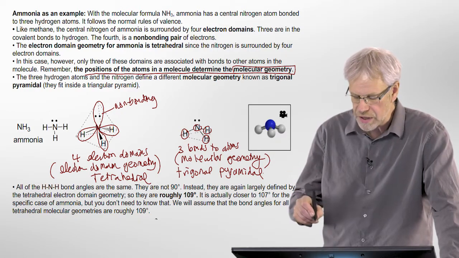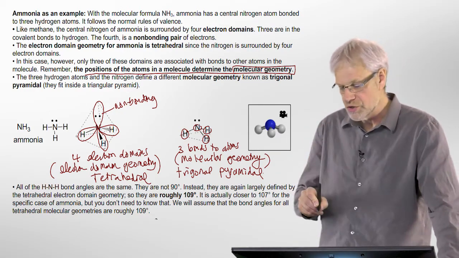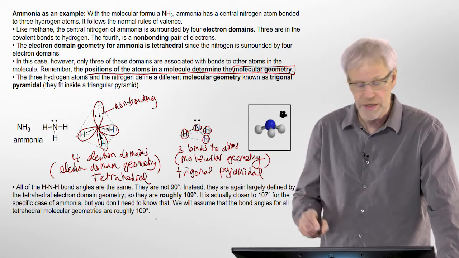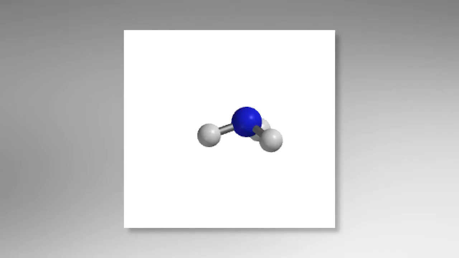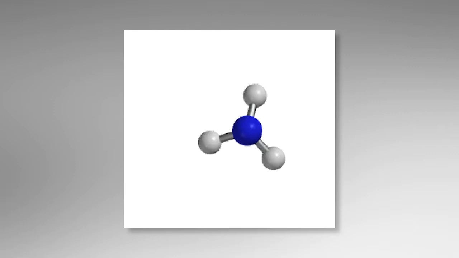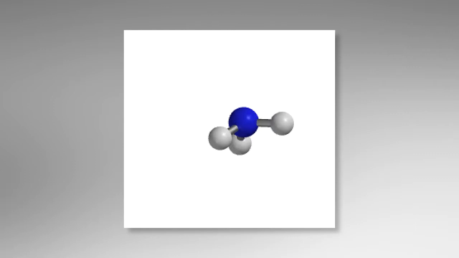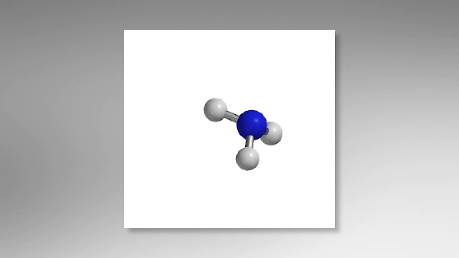Let's have a look at trigonal pyramidal geometry again on the computer to make sure we understand what that means. So here is a molecular model of ammonia, the nitrogen and the 3 hydrogens, and we can see the molecular geometry is certainly not flat planar. It has this trigonal pyramidal geometry, where the trigonal pyramidal refers to the fact that it fits inside a pyramid with 3 faces, a triangular pyramid if you like.